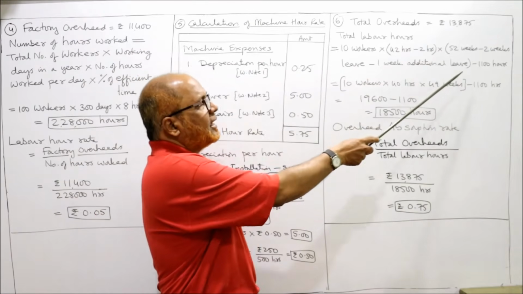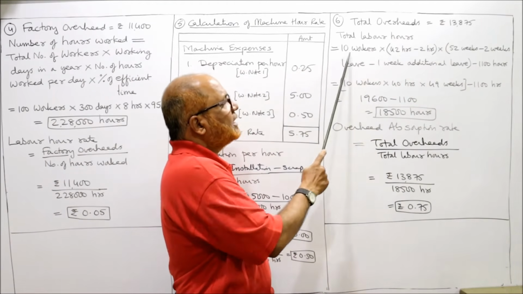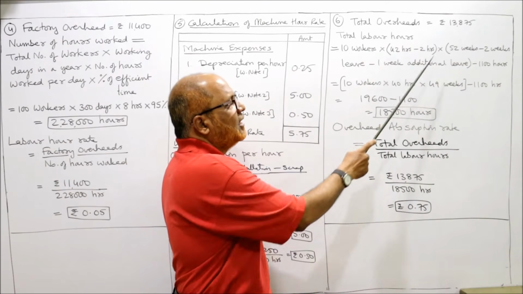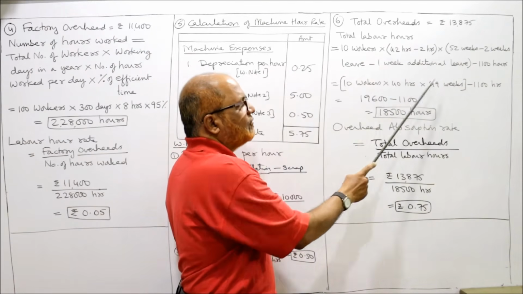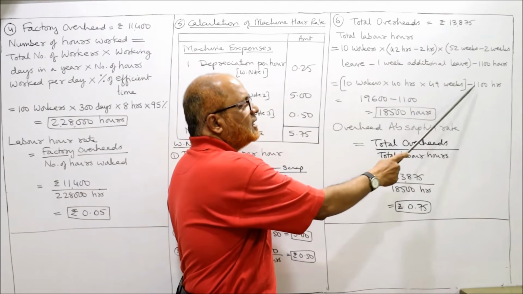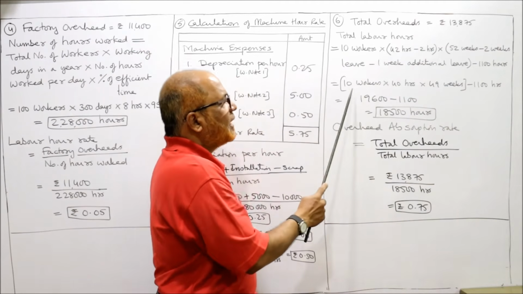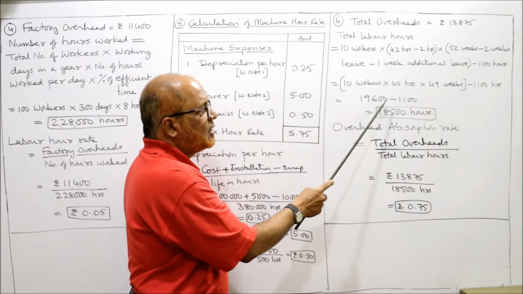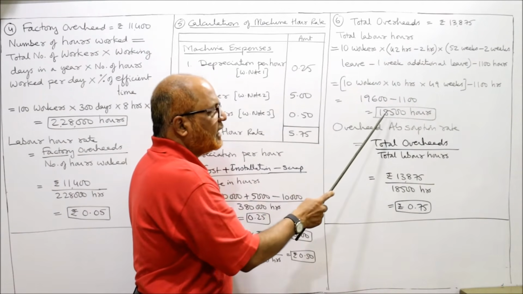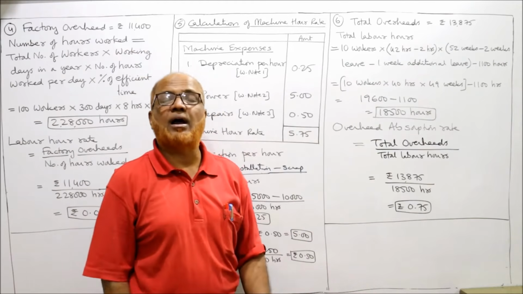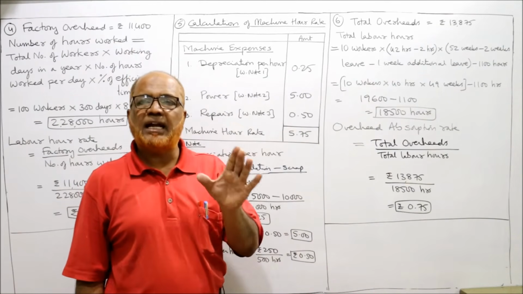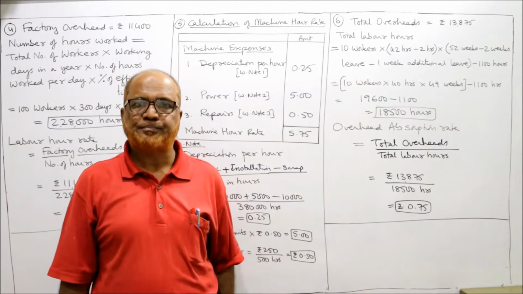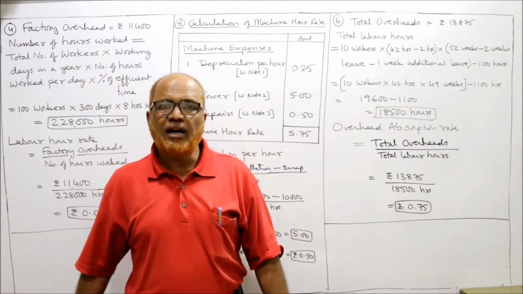So whatever we multiply, after that minus 1100. So 10 workers are working. 42 minus 2 is 40 hours per week into 52 minus 2 minus 1, 49 weeks, minus 1100 hours. So multiply: 10 into 40 into 49, you'll get 19,600 minus 1100 hours. You will get 18,500 labor hours. So in one year 18,500 labor hours were worked. Now, overhead absorption rate.